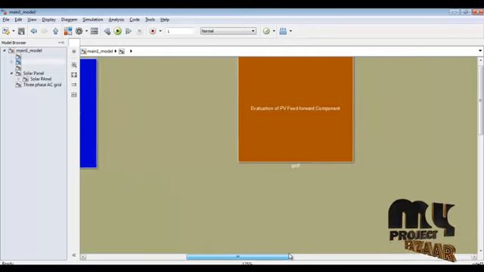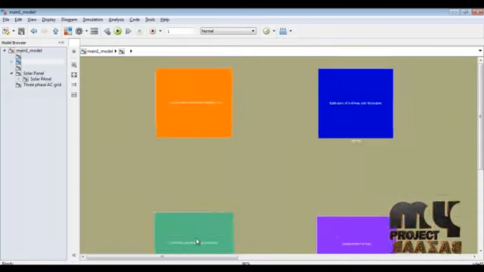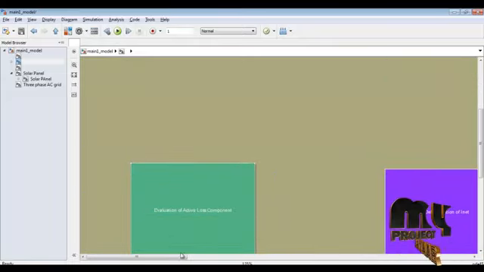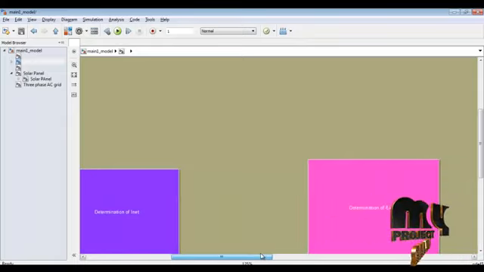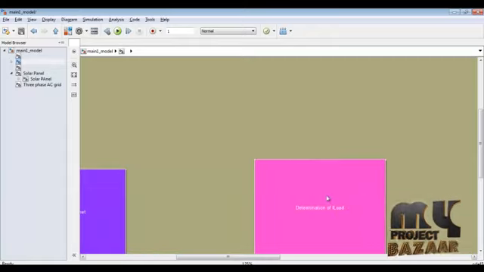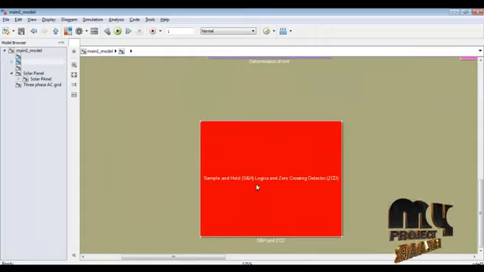And this is the evaluation of the PV feeding component. This is the evaluation of the active power losses component. And this is the determination of I net, the total net current. This is the total load current. This is the determination of load current. So this is another one of the main blocks.